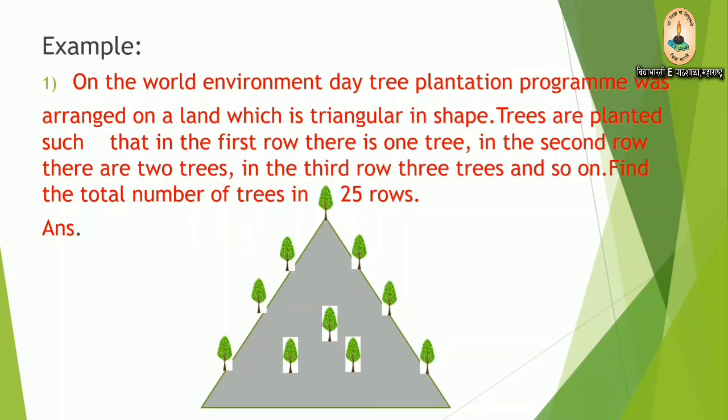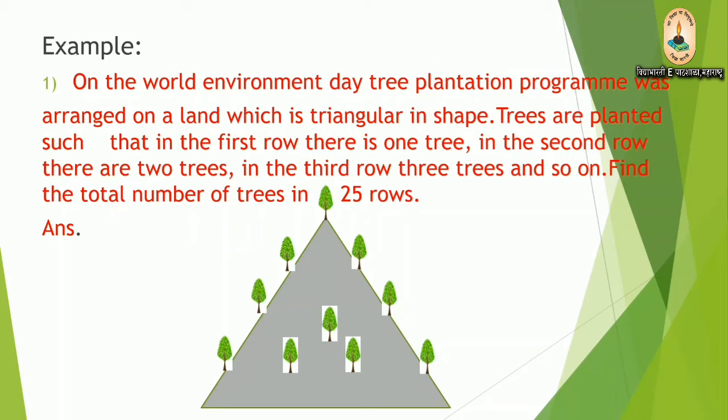Example number 1. On the World Environment Day, tree plantation program was arranged on a land which is triangular in shape. Trees are planted such that in the first row there is 1 tree, in the second row there are 2 trees, in the third row there are 3 trees, and so on. Find the total number of trees in 25 rows. Answer. The information given in the example.